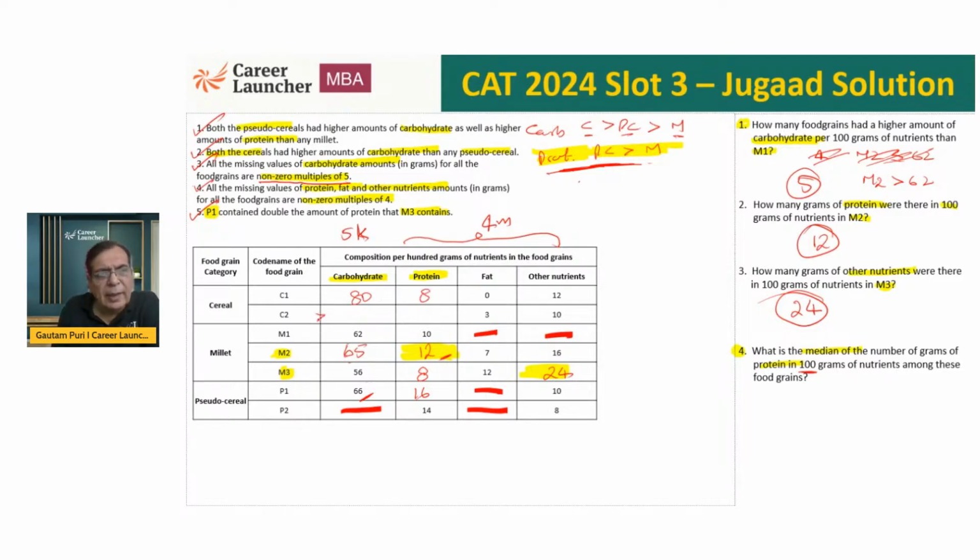Again, this will have to be greater than or equal to 70, right? So let's start with 70. 70 and 13, 83, 17. No, we need an even number and a multiple of 5, a multiple of 4 for protein. So this is wrong. So which should be next? 75. 75 and 13, 88, 12. We got our answer. Okay.